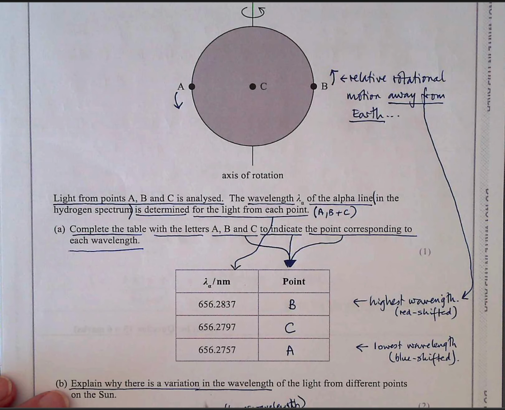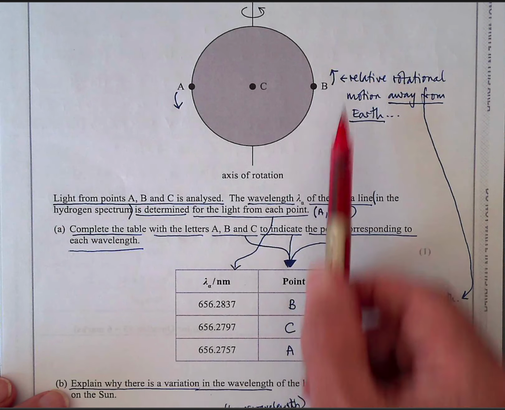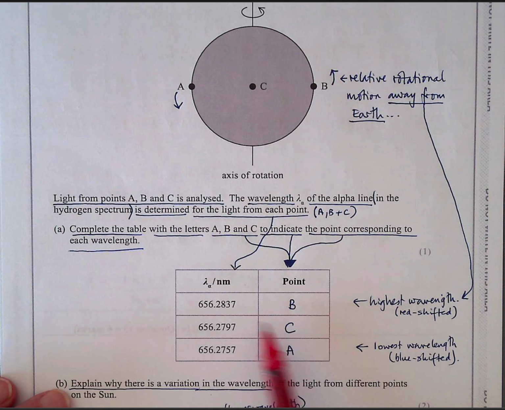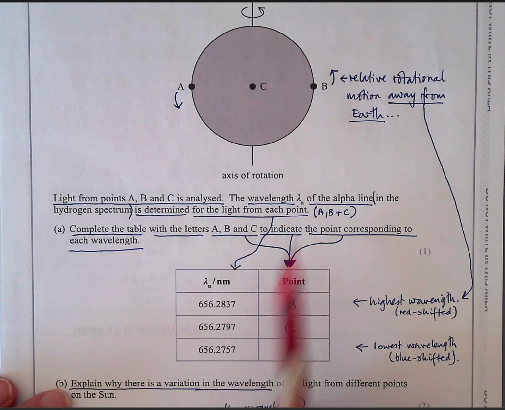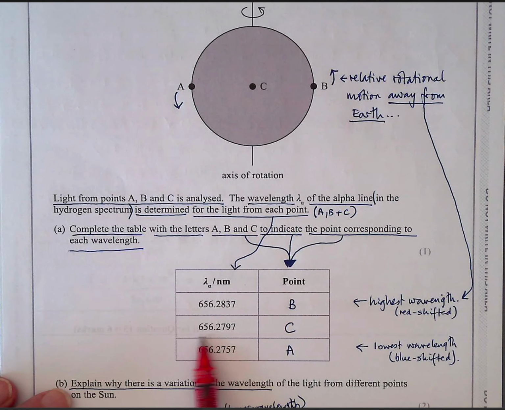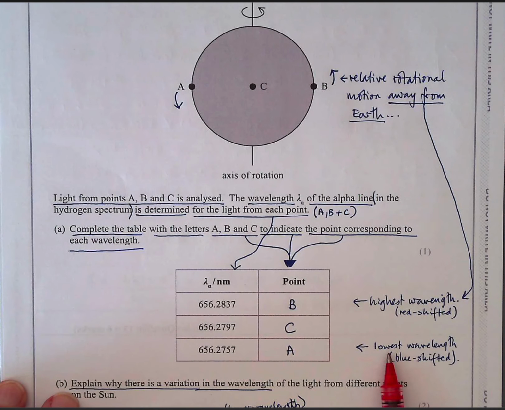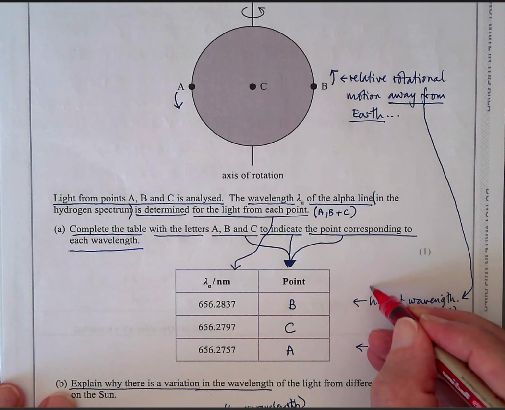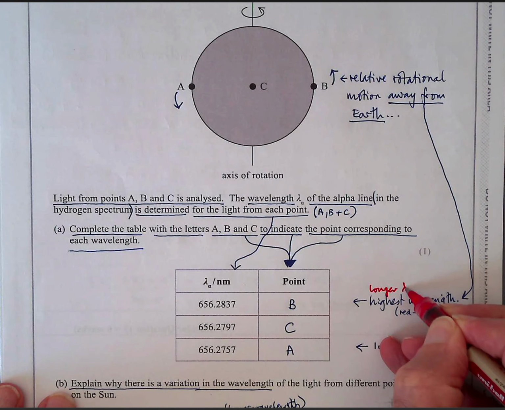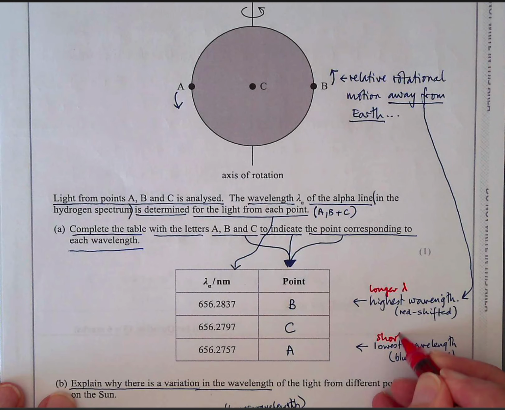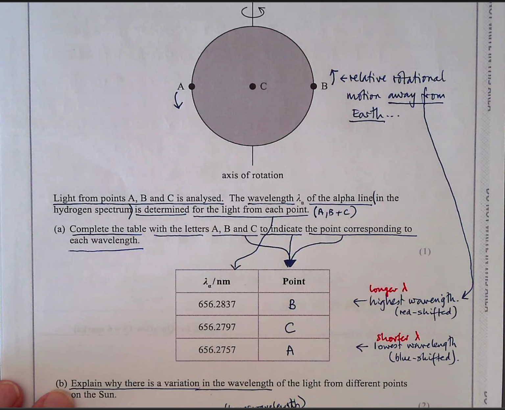So you've got a redshift, blueshift issue. The one that's moving away from the Earth will be redshifted, so it should have the higher wavelength. So the higher wavelength must be B. This is the center one, so it's unchanged wavelength. So this is the middle value, and this is the lower wavelength. It's blueshifted because at A it's moving towards us, so the wavelength will be lower. So this is longer lambda, and this is shorter lambda, just so we don't get things confused. So we can work out which one's which. That's the first thing.